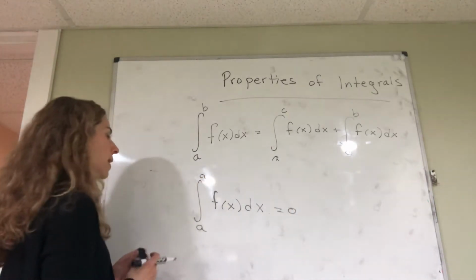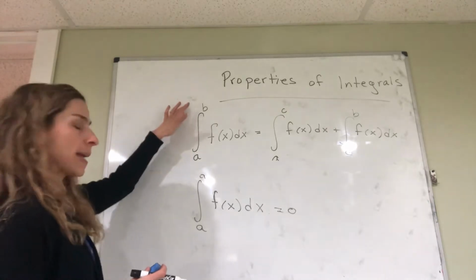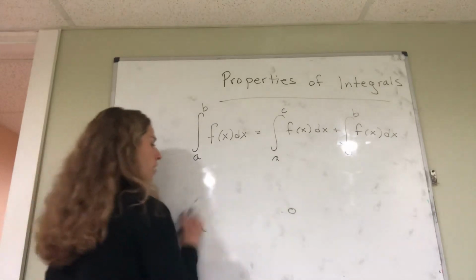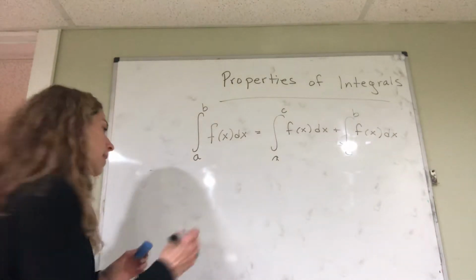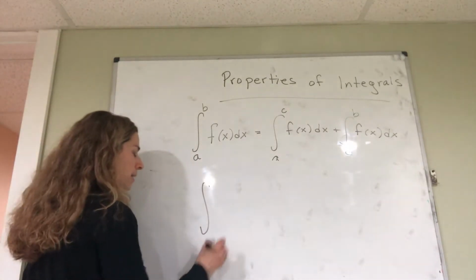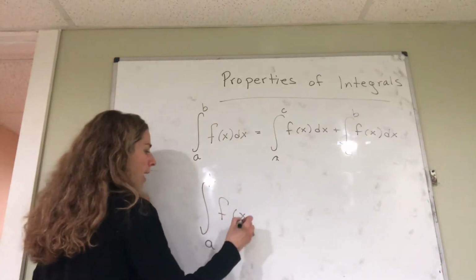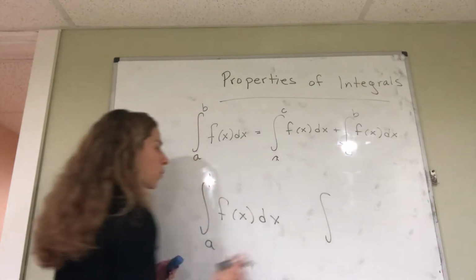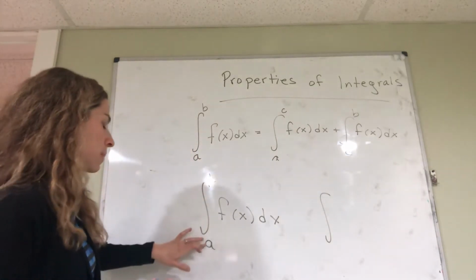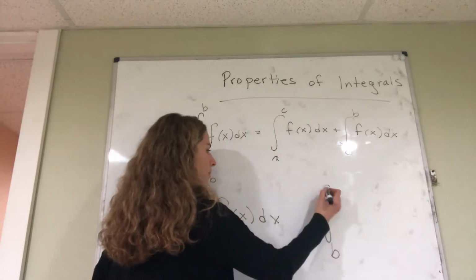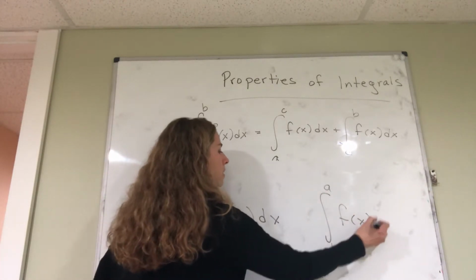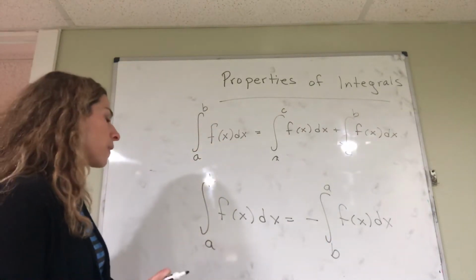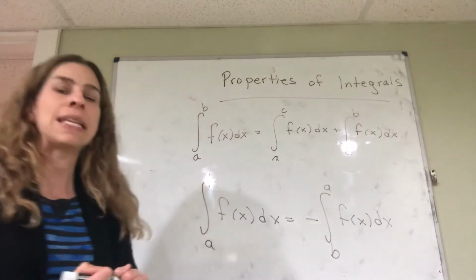The third property is that if I have an integral from a to b of f of x, and I switch the upper and lower limits of integration, then that's going to give me a minus sign. In other words, if I integrate from a to b of f of x dx, and now instead I change the order of the limits, so I switch the upper limit to the bottom limit, what this does is that it makes the answer negative. So if you switch the upper and lower limits of integration, you're going to get the negative of your answer.